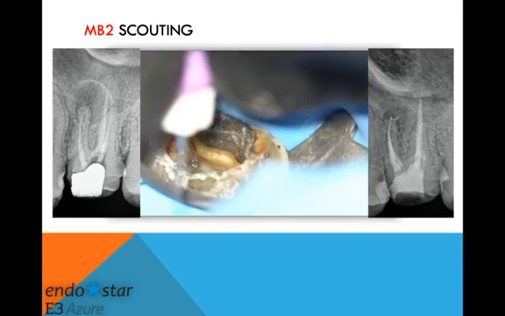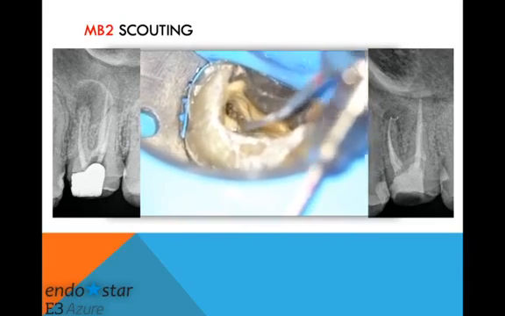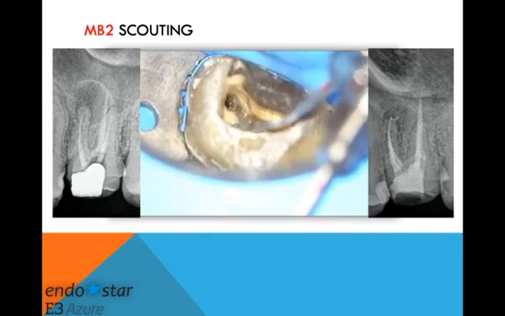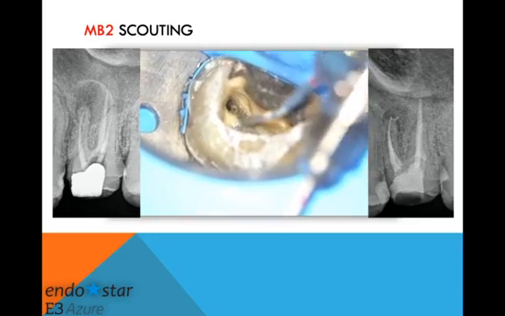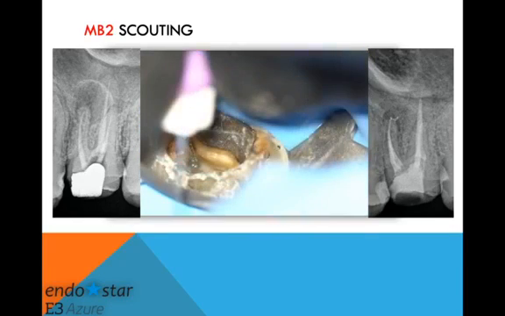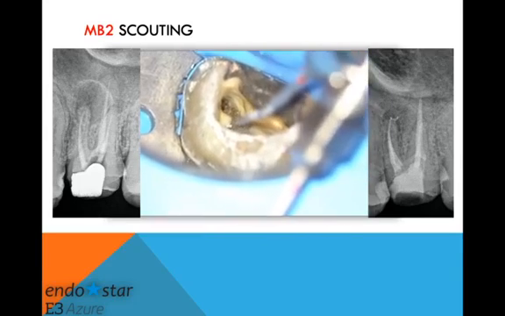This canal was eventually shaped, cleaned and obturated. And as you can see in the post-operative X-ray on the right hand side of your screen, you can clearly appreciate the resolving of the lesion. Therefore, when it comes to the MB2 canal, use the ultrasonic tip for scouting or maybe locating its orifice.